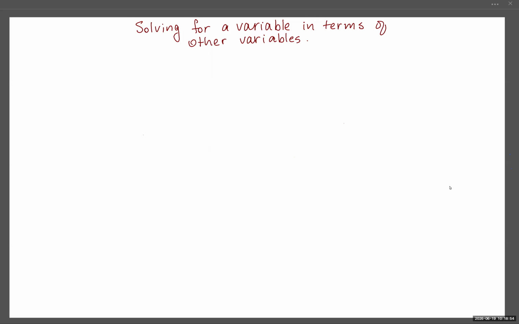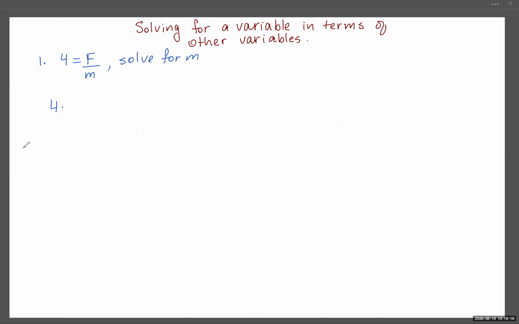In this example, we're going to be solving for a variable in terms of other variables. So number one, we have 4 equals f divided by m. We are solving for m. My m is in the denominator, so to bring it out of the denominator, I actually have to multiply both sides by the denominator.